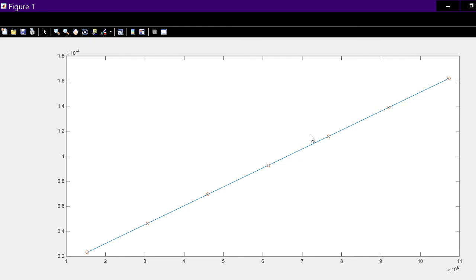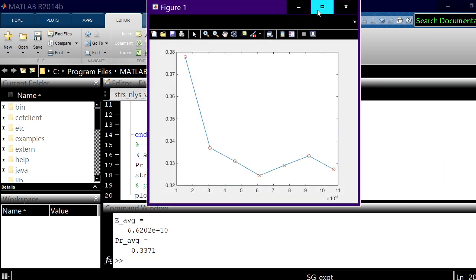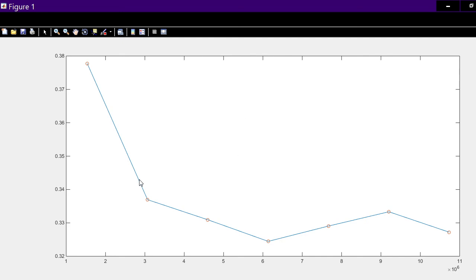This is stress versus strain, and if we want to see the individual values, let us do one thing. Let us comment this out. Let us plot the Poisson's ratio value and see how it comes. You see, this is the plot for Poisson's ratio. The value actually varies from 0.32 to 0.38. The error is much more for the first reading. For the 0.5 kg reading, the error is quite high, right?